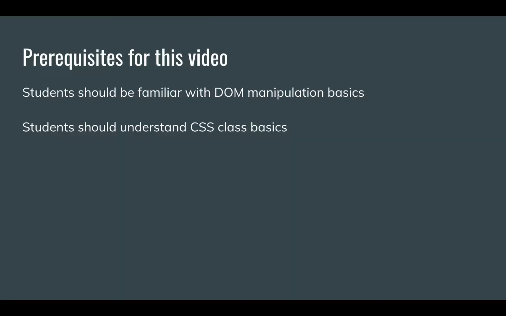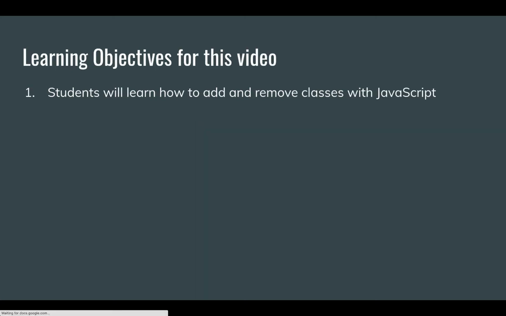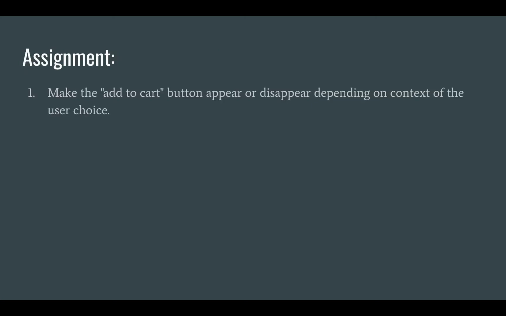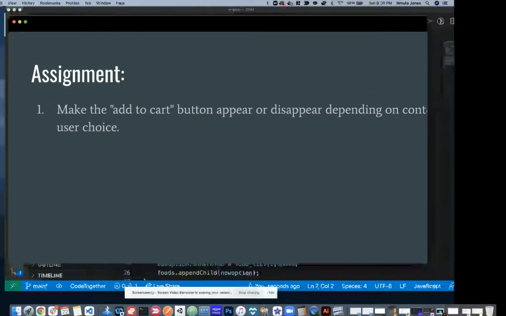So prerequisites for this video, the student should be familiar with DOM manipulation basics, and you should understand the basics of CSS. But you don't really have to know that much about either of these two things on a deep level, because you'll see how it works here, and it should be pretty self-explanatory. The learning objectives for this video, you'll learn how to add and remove classes with JavaScript. We want to make the add to cart button appear or disappear depending on the context of the user choice. So let's get started.